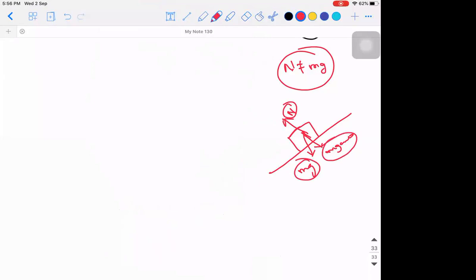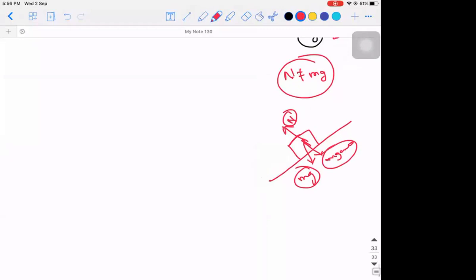And more importantly, sir, weight is negative, since it acts in that direction. It has nothing to do with negative or positive. I'm just trying to equate them. So N is equal to mg cos theta when the object is lying on an inclined plane.